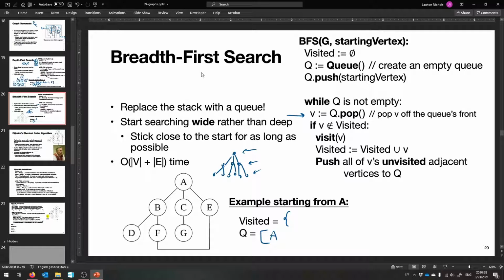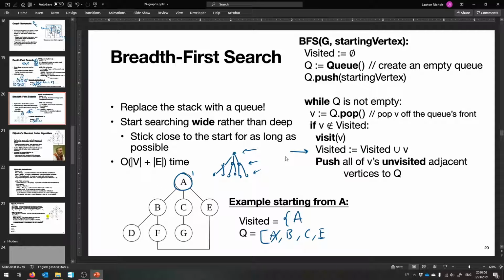Okay, we're going to pop off the queue's front and then visit it. Okay, so we're going to visit A right now. We haven't visited it, so we're going to add it. And then we're going to push all of its unvisited vertices, B, C, and E, to the queue. A got popped off. B, C, and E.